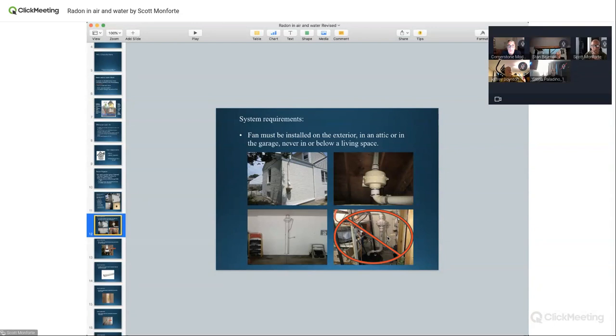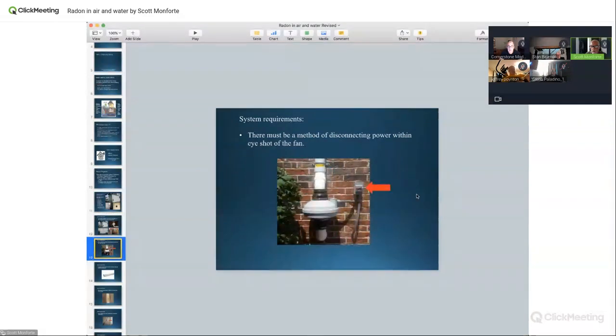You're not supposed to do it in the basement. And it looks like it might even be in a sump pump. And I don't know, can you see my cursor on there? If you look here, this is the weakest point. And if somebody damaged that pipe, it's going to now blow through the whole house. So outside, attic, or garage. So here's the thing. And I see this all the time.